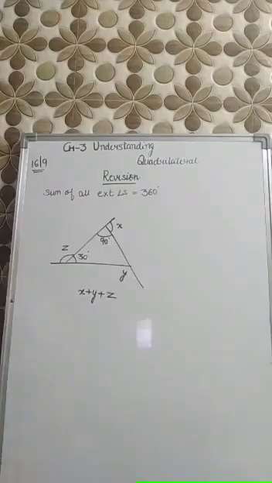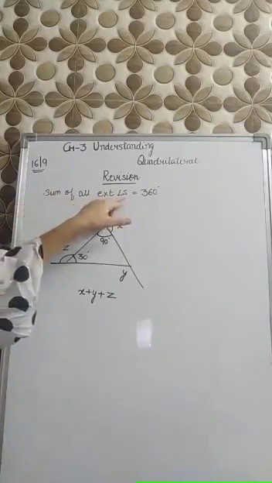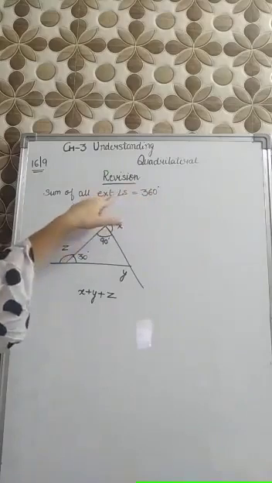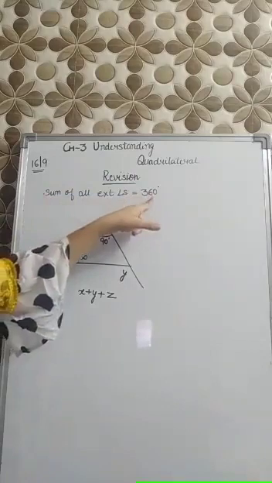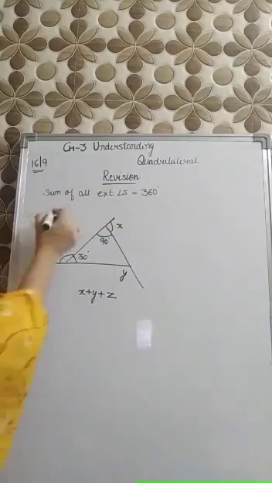Yes. Next property: the sum of all the exterior angles of a regular polygon is 360. Not necessarily a regular polygon, the sum of all the exterior angles of a polygon is always 360. So, this is the example.